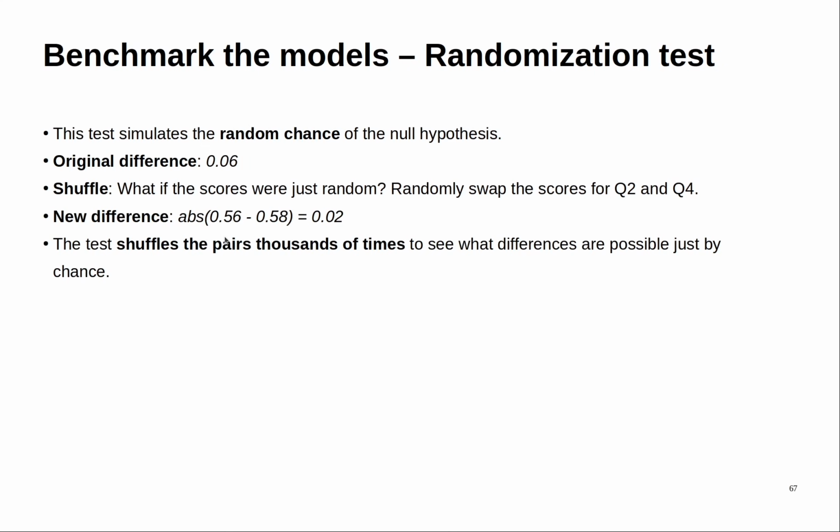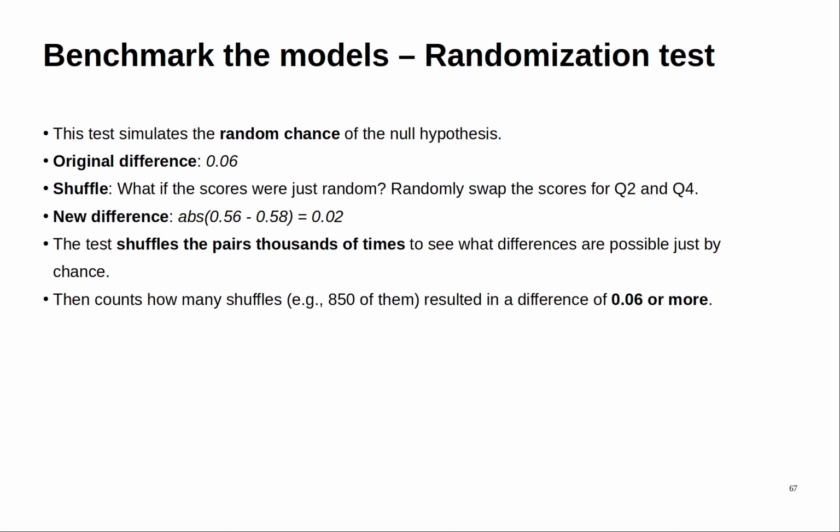Now the test is going to apply this shuffling thousands of times to see the differences that we are going to get by chance. And in the end, we are going to count how many shuffles resulted in a difference of that initial value or more. So let's consider that we got 850 out of 10,000. To get the p-value, we count those differences that are higher than the original one, and we divide that by the number of shuffles that we performed.